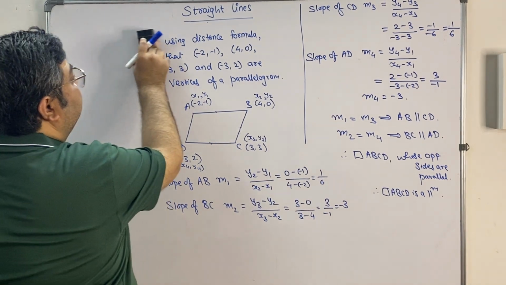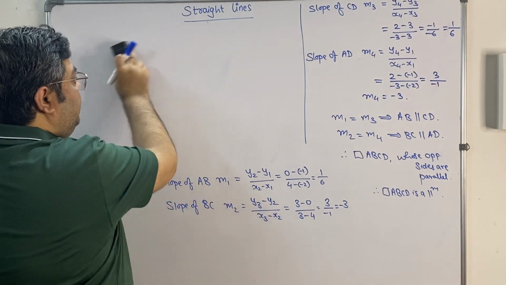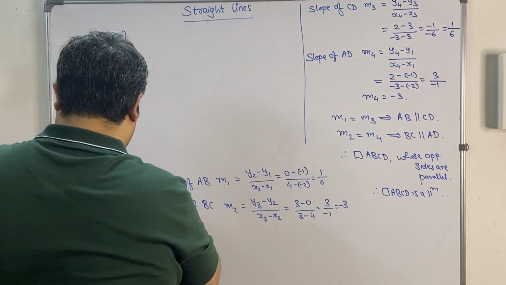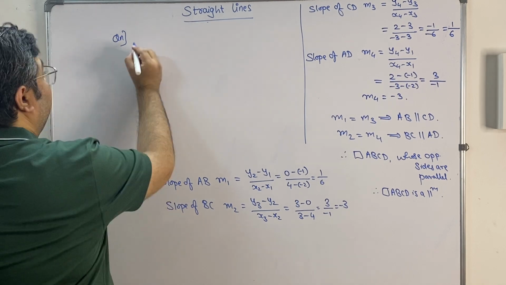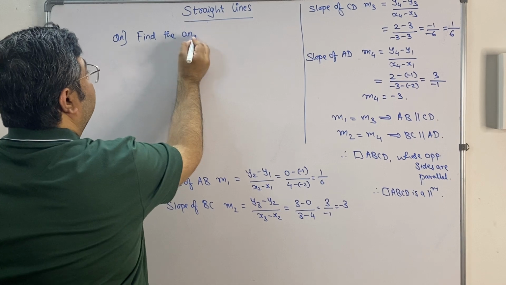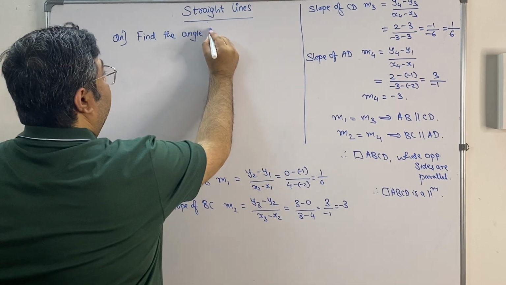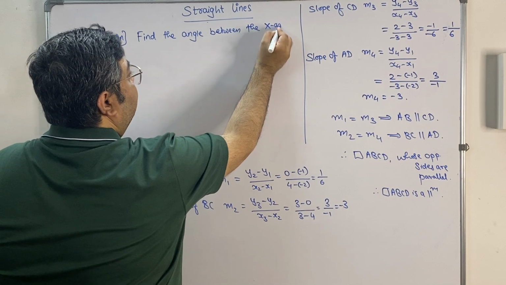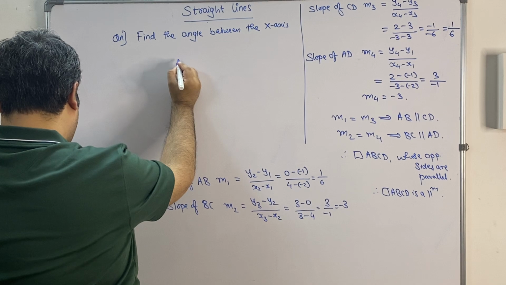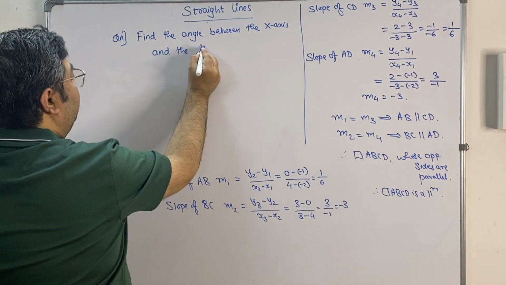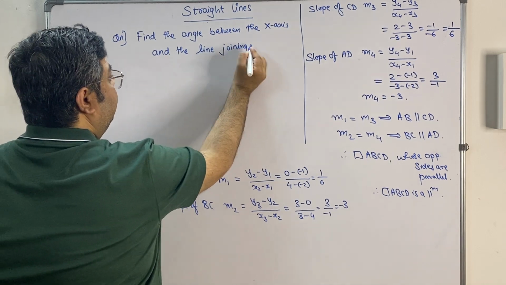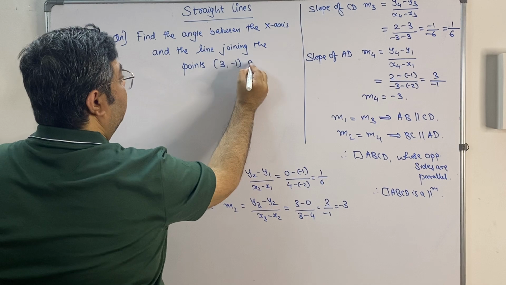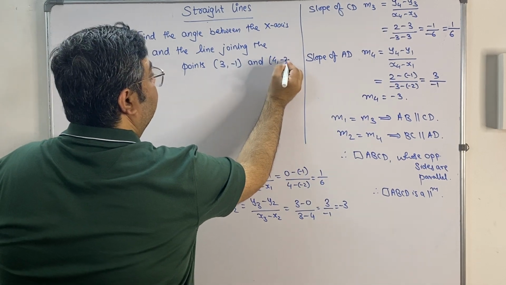Okay. Now there is a question, the 9th question in the exercise. It says: find the angle between the x-axis and the line joining the points (3, -1) and (4, -2).